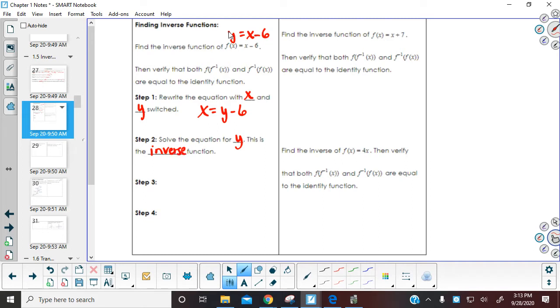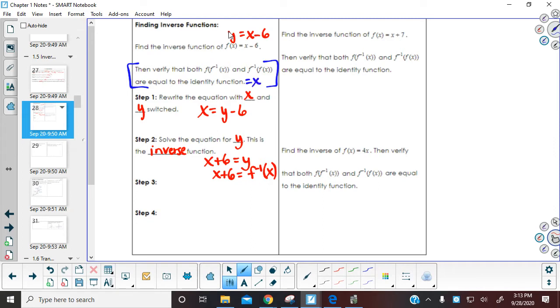Okay, so if we rewrite this one, we're going to go ahead and add 6 to each side. So we get x plus 6 equals y. Again, this is now our inverse function. So we could say that x plus 6 is equal to the inverse of f. Okay, now notice that it also says to verify that those composites are equal to the identity function. In other words, they equal x.